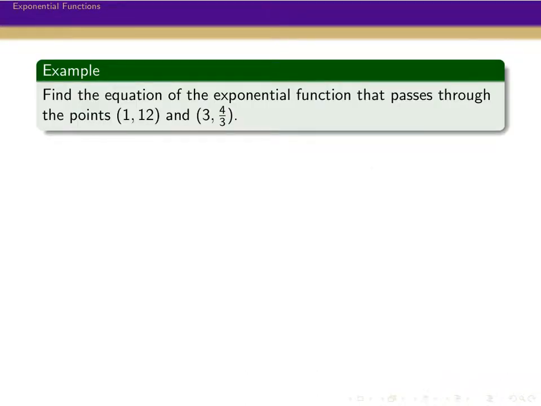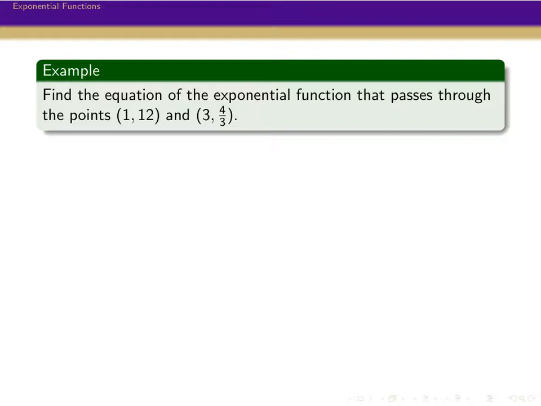Okay, so similar to a line, if you know 2 points on a line, that's enough to give you the full equation of the line. It's exactly the same with exponential functions. So if you know 2 points on an exponential function, there's only one exponential function that goes through those 2 points. Okay, so for this example, let's find the equation of the exponential function that goes through the points (1, 12) and (3, 4/3).